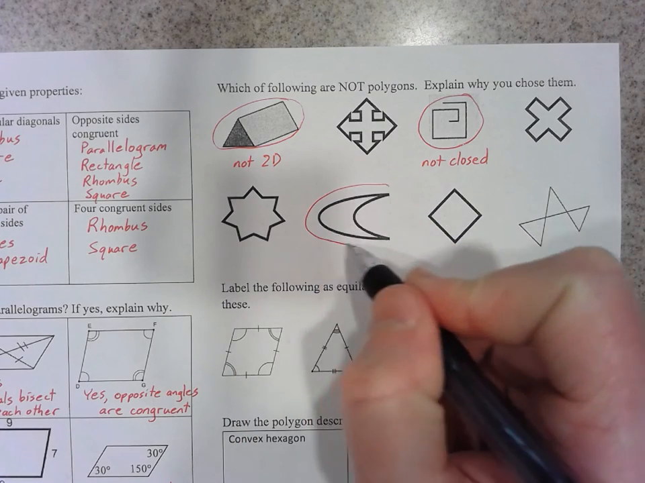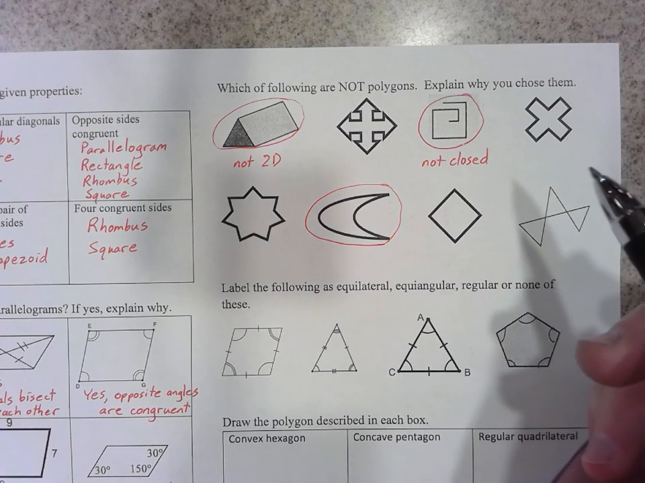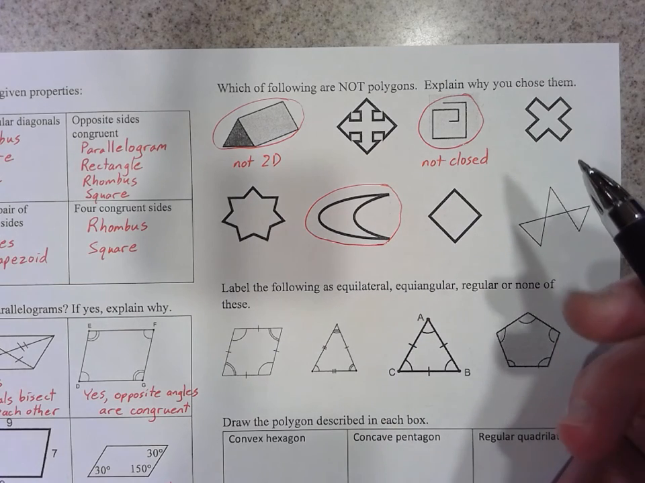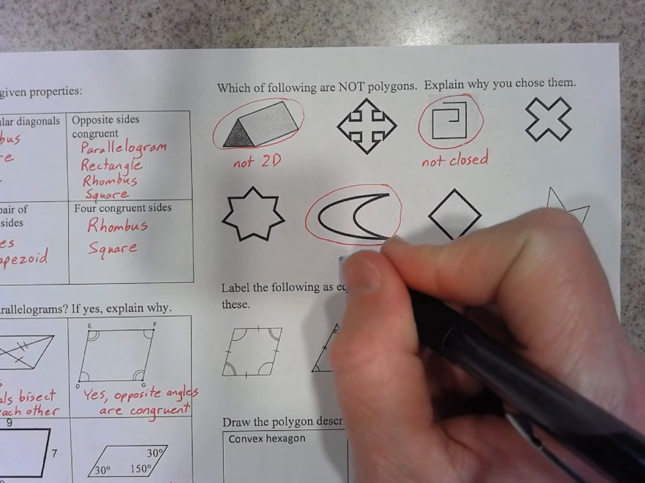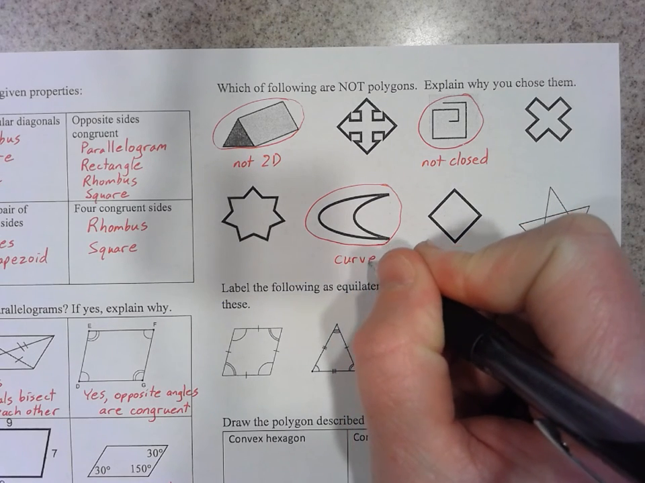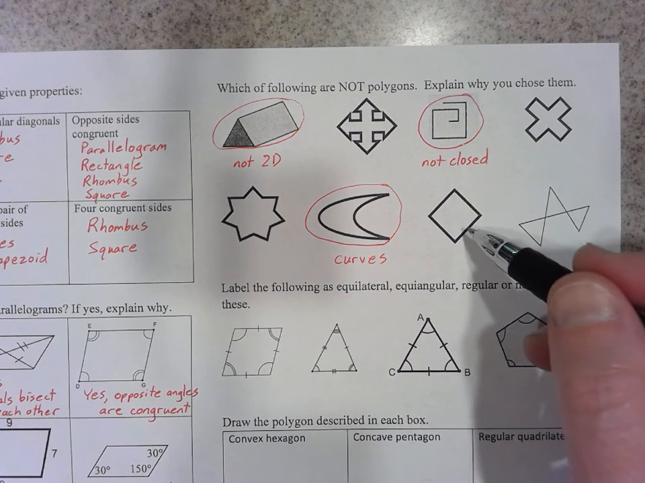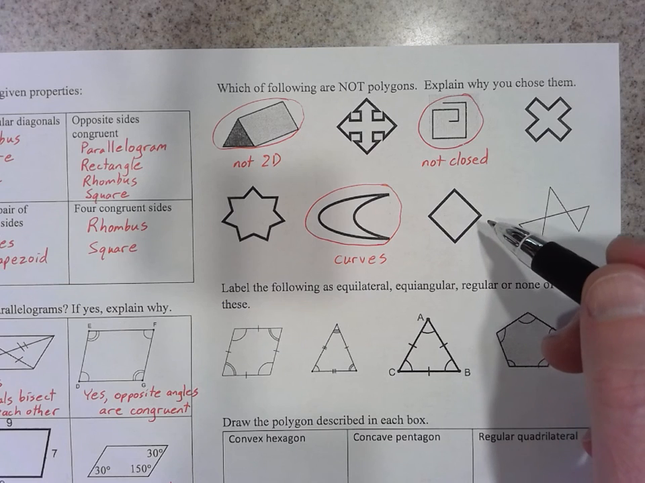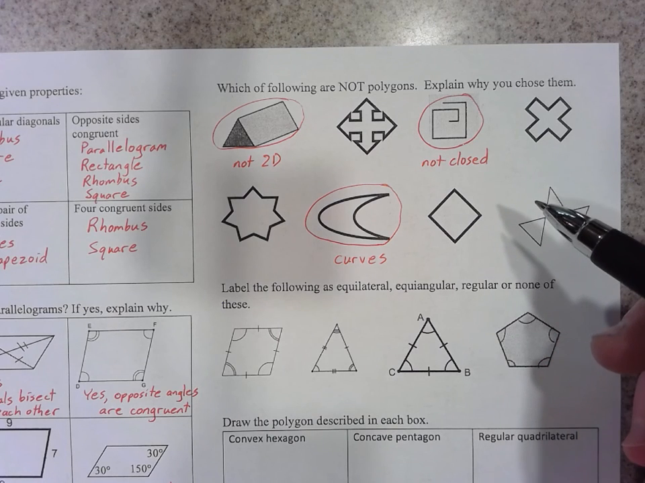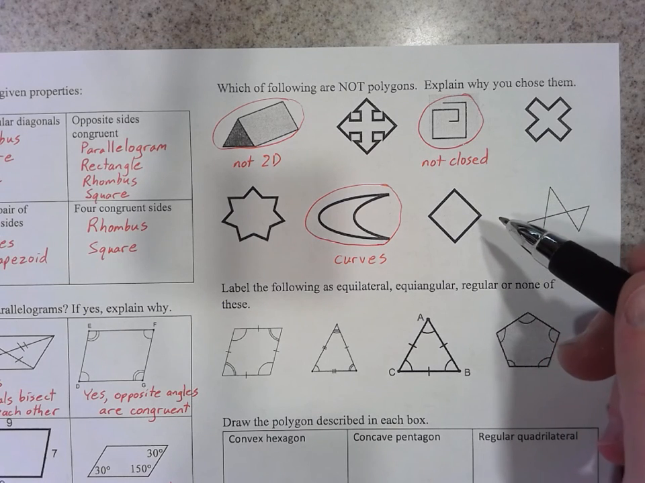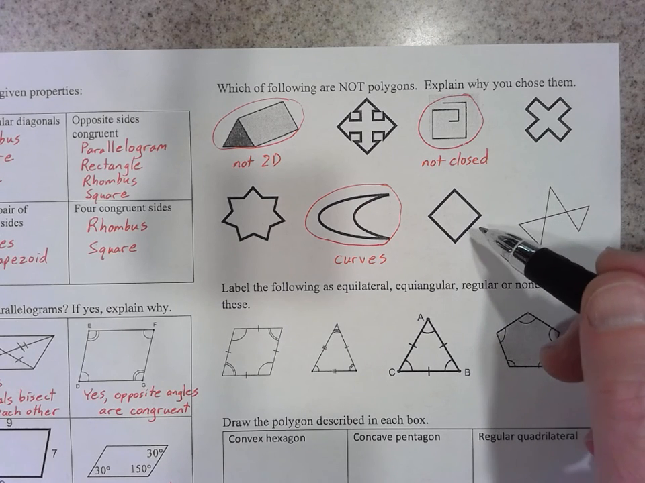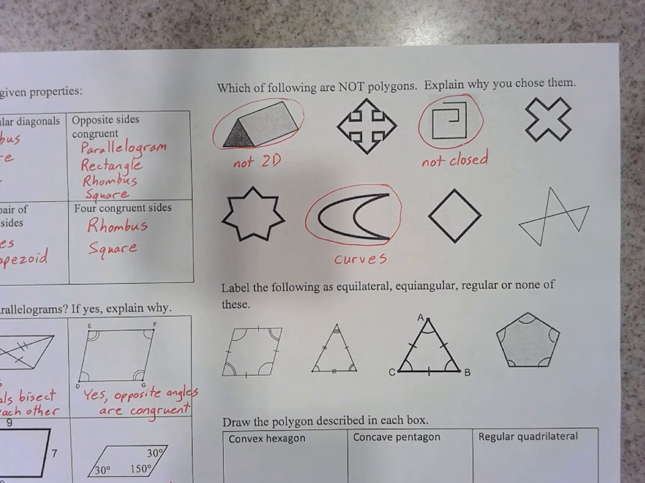The next one, it's closed, it's two-dimensional, but it has curves. And so because it has curves, therefore it is not a polygon. The next shape, it's closed, no curves, two-dimensional, no overlapping lines. That is a polygon.